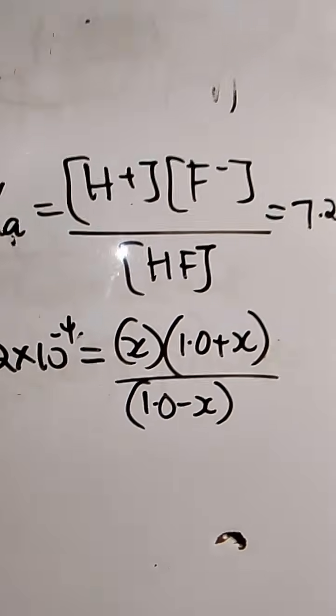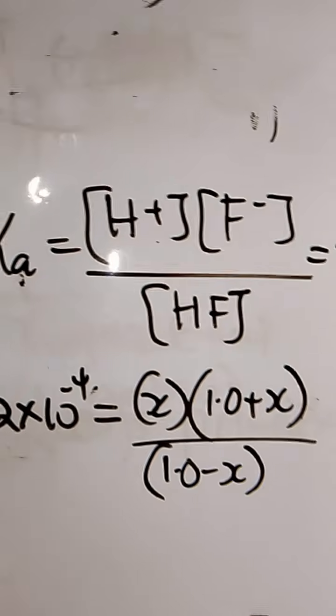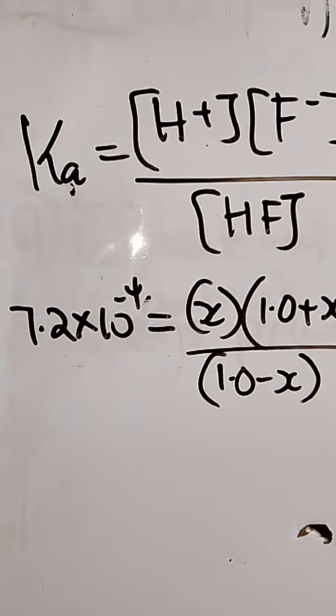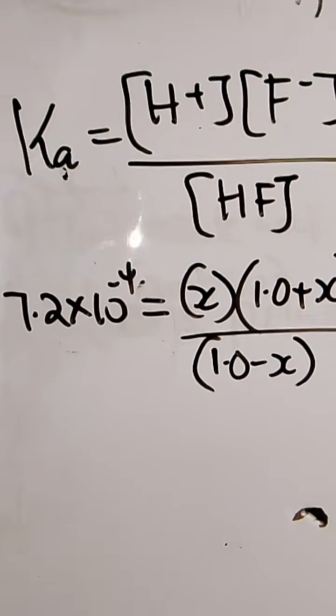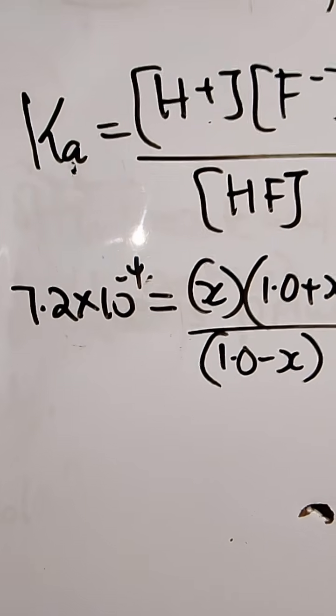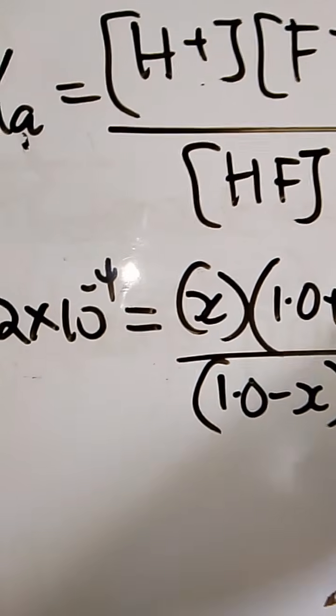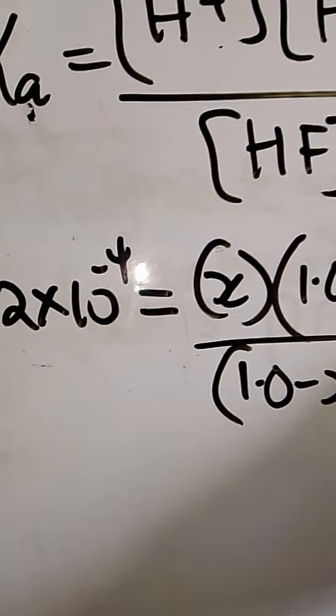Okay, so to solve for x, we are now going to use some assumptions, what we call the 5% rule. We assume that x is so small.